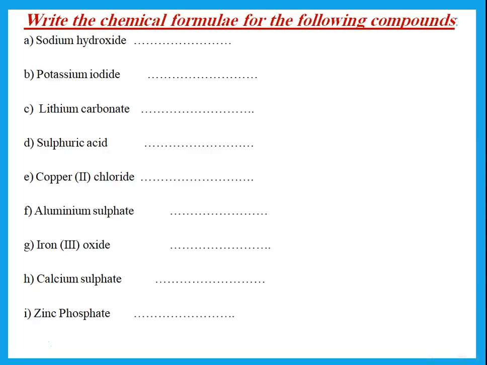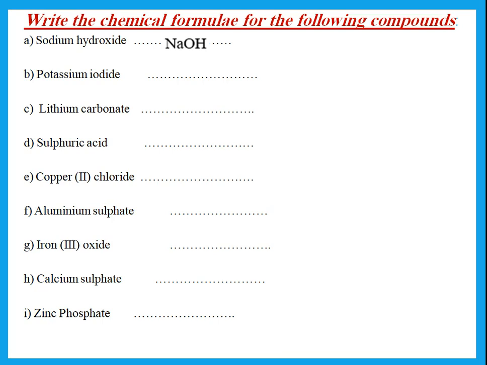Okay, so let's try this. Write the chemical formula for the following compounds. Could you try doing this and then check if your answers are correct or wrong? How do we write sodium hydroxide? Sodium is Na. Hydroxide is OH. What is the valency of each of them? 1 and 1. So sodium hydroxide is just NaOH.